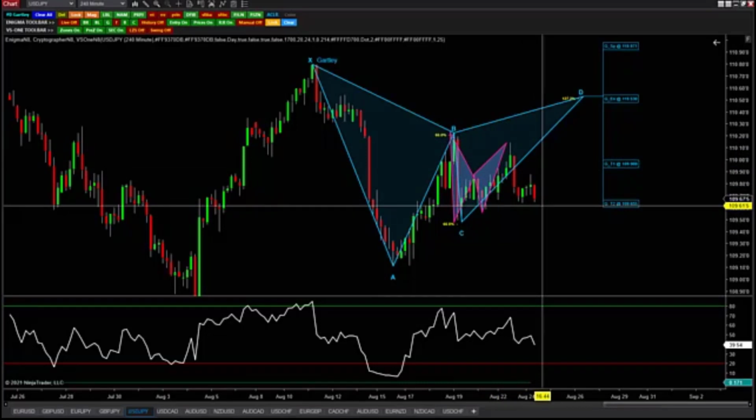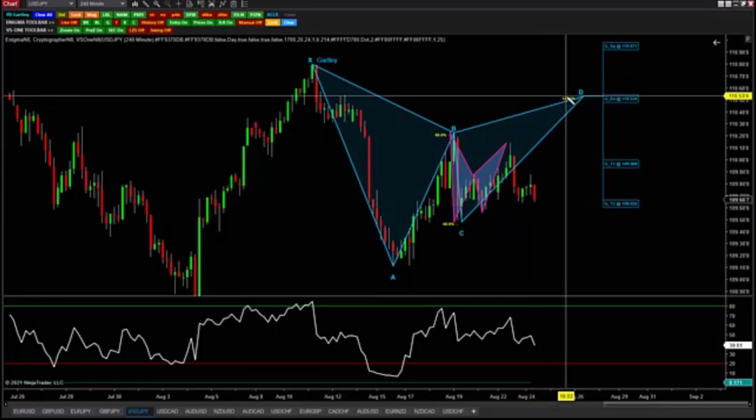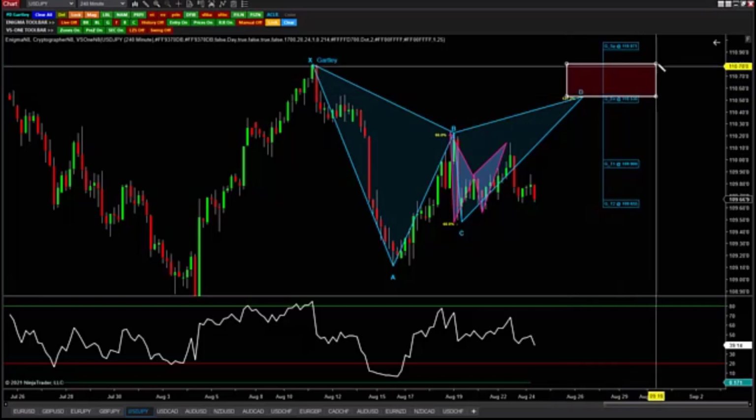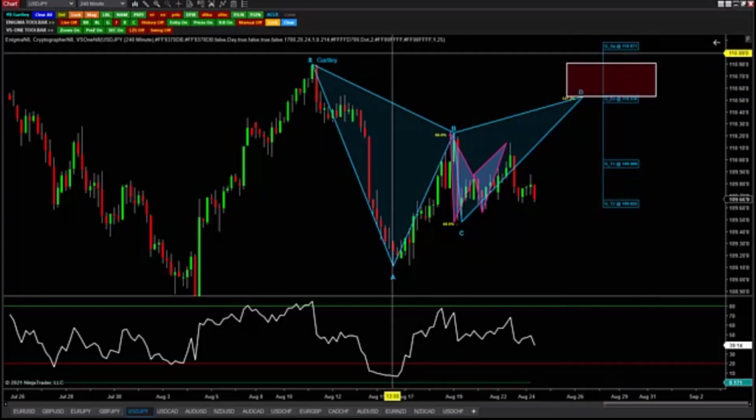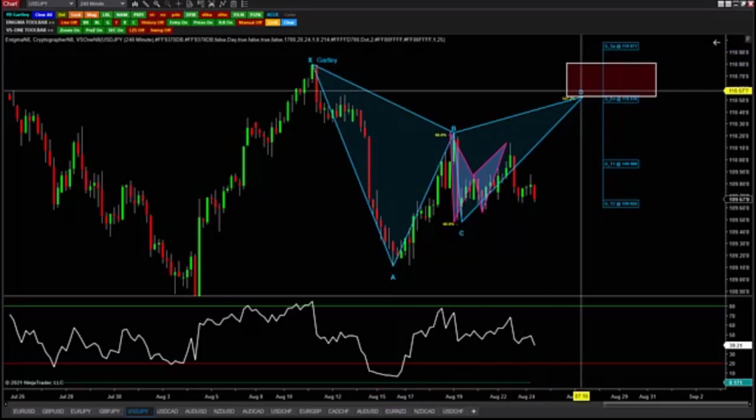So if price action rallies up, then we have a potential bearish Gartley pattern right up here. And again, this is going to be our zone. The D is going to be the completion point. The X is going to be our extreme. This is going to be our zone.